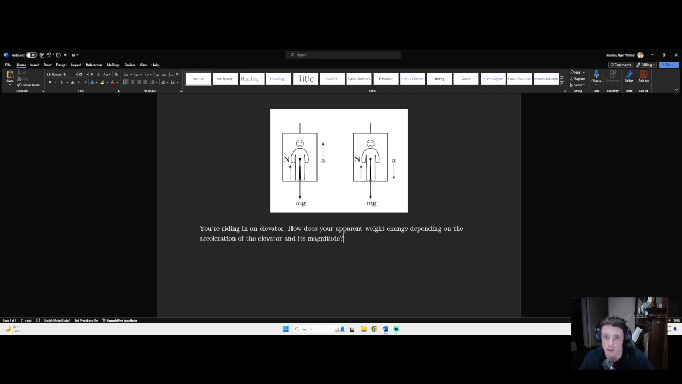You're riding in an elevator, and the question we want to answer is, how does your apparent weight change depending on the acceleration of the elevator and the magnitude of that acceleration? So we've got two diagrams here, right?